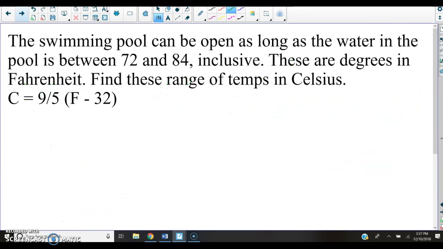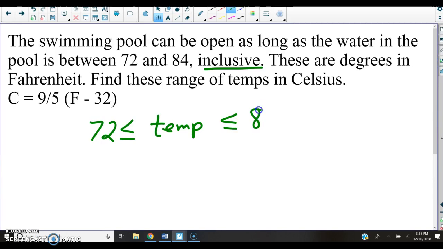They're both done. Okay. Swimming pool. A public swimming pool can be open as long as the water in the pool is between 72 and 84 inclusive. Inclusive means it can equal that. So 72 is the coldest and 84 is the warmest. If it gets too warm, it cooks too many germs, it's too cold, swimmers can suffer from the cold.